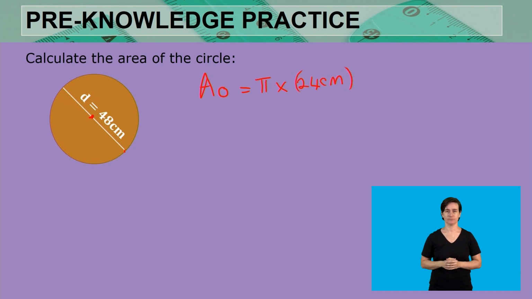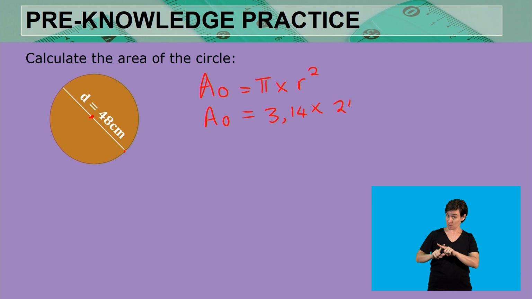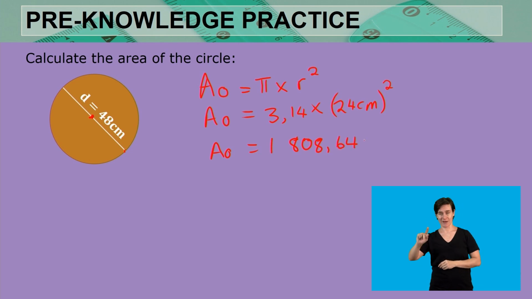And of course, that radius, we are going to square it. Perhaps let's just start by writing the formula first. That is pi multiplied by r squared. So that area is going to be, if we remember, pi is 3.14. We're going to multiply that by 24 centimeters, which is our radius, and we are going to square that radius. Now, when we calculate all of that, that is going to give us a final answer of 1,808.64, and that is going to be in centimeters squared.